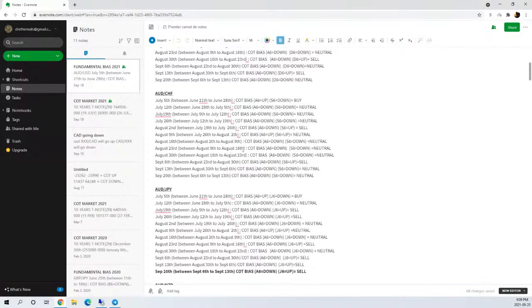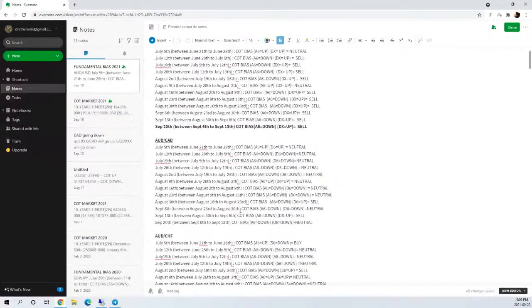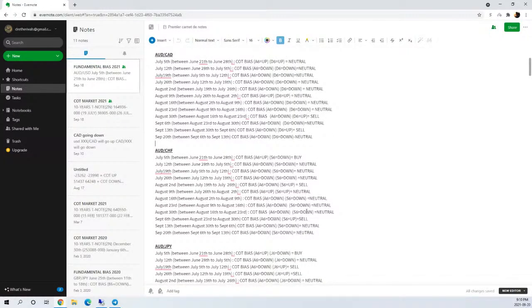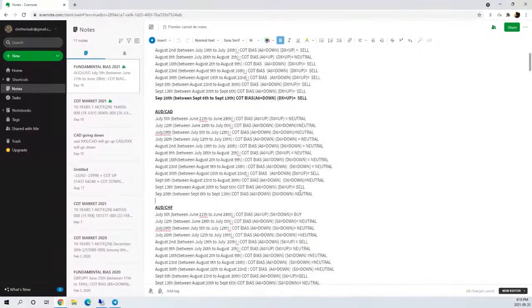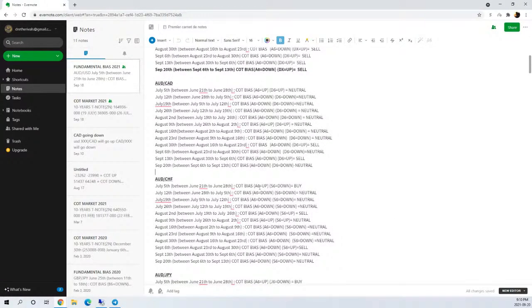So AUD CAD, I'm not trading it for the week. AUD CHF, not trading for the week. But even though it's neutral here for the fundamental bias, that doesn't mean that you cannot trade the pair. That's two different things. The fact that we don't know the bias for the week, the actual direction, doesn't mean that you're not able to trade it. It doesn't mean that you're not going to have any trade opportunities here for the week. It's not going to be flatline all week. It only means that we don't know exactly the direction. It could move big or it could move small.